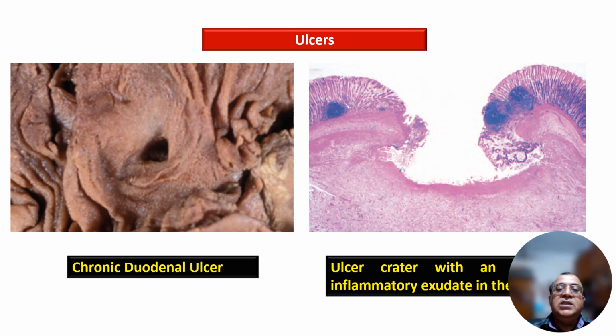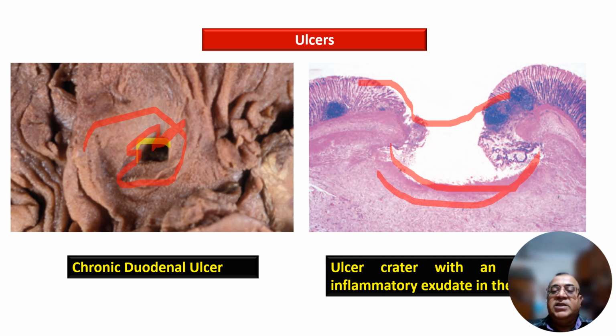The morphology here is showing the presence of an ulcer in the duodenum. Here is the ulcer crater that is seen in a chronic duodenal ulcer, and microscopically, this low power view of the duodenal ulcer is showing a defect in the continuity of the epithelium, and in the base there is presence of inflammatory exudate.